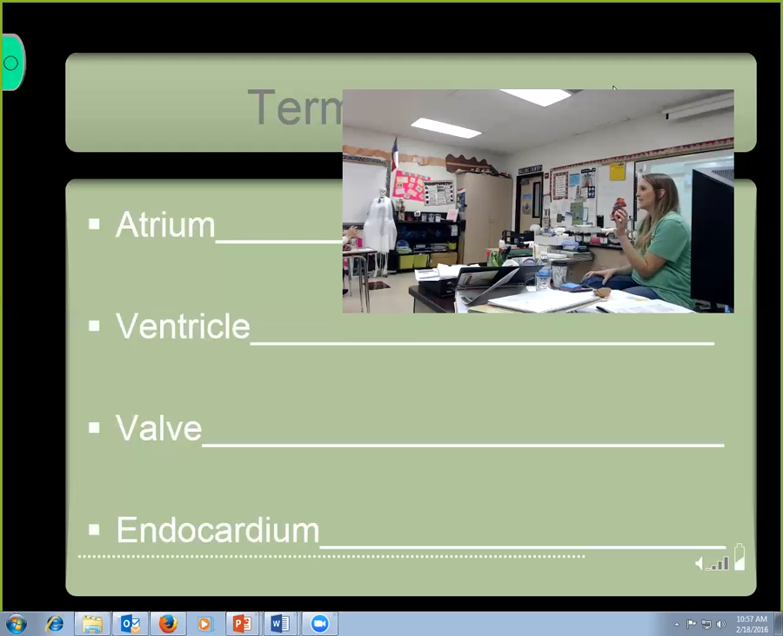Which wall is the thickest? Yeah, it's the left side. That's because that one is pumping blood to the whole body. So it needs lots of muscle, really thick muscle, to pump blood all the way out. So the left ventricle is the largest chamber.